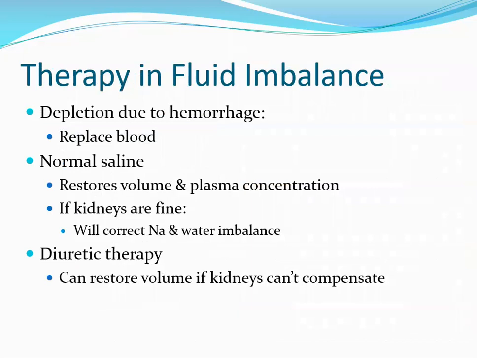Therapy and fluid imbalances. If the depletion is due to hemorrhaging, try to replace with blood. One can also use normal saline. This will restore volume and plasma concentration. If the kidneys are fine, they will correct the sodium and water imbalances as long as they have enough volume to work with. You can also use diuretic therapy. This can restore volume, especially if the kidneys are not able to compensate.